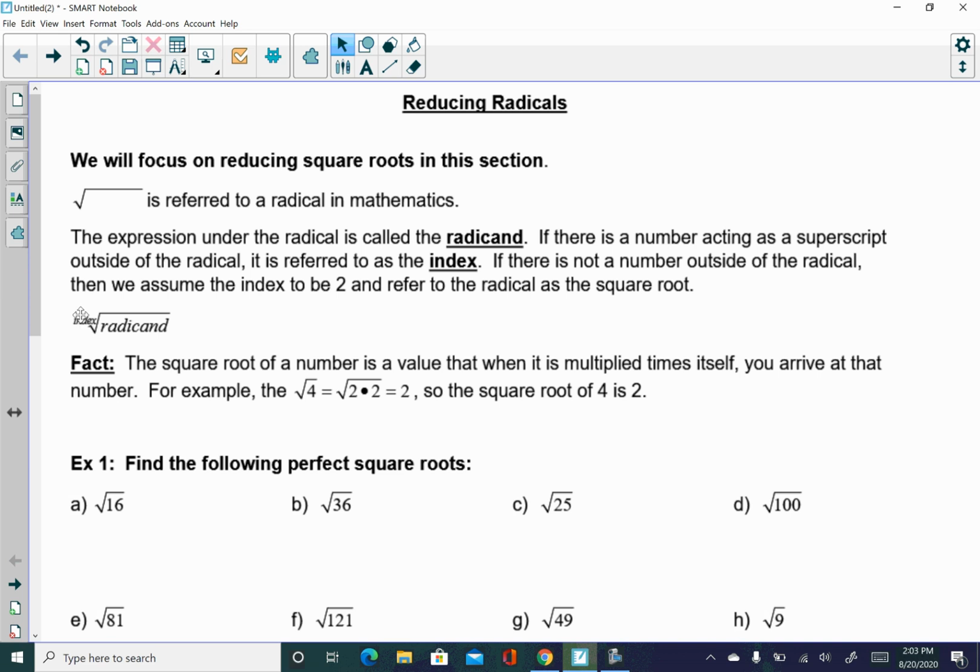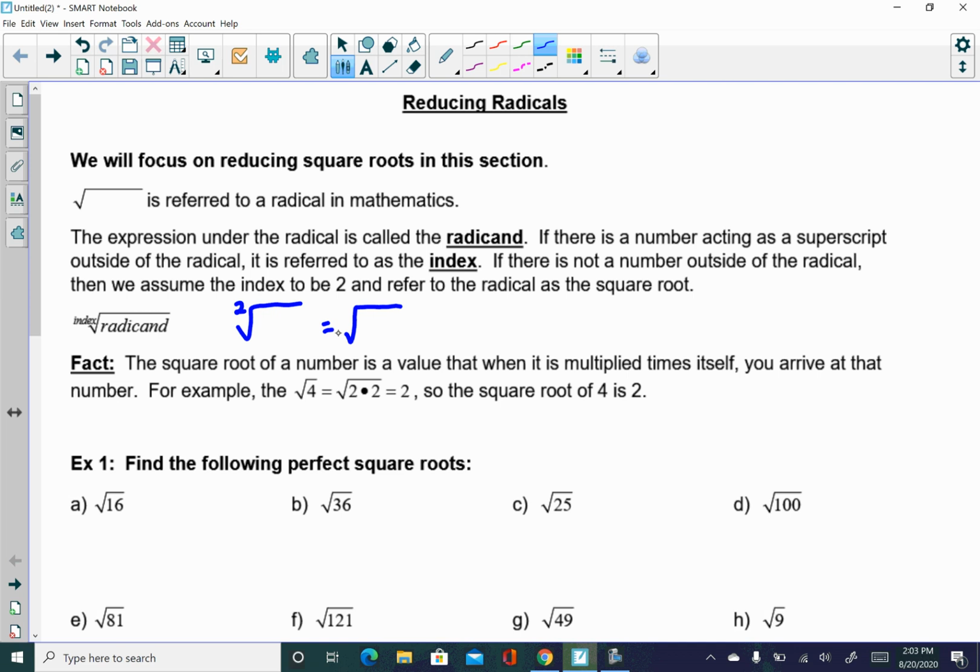If you don't have a number outside of your radical, then we assume it to be like an imaginary 2. So it's kind of like this, that if you don't have a number sitting out there, we assume that there's a little imaginary 2 there. And therefore, if you're just sitting here without that little 2 there, they're both the same and you're referring to the square root.